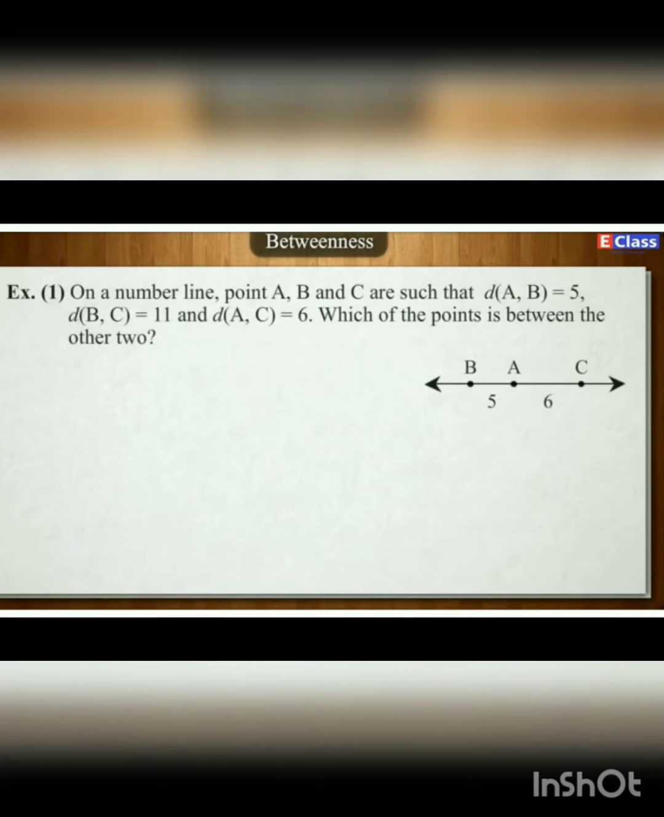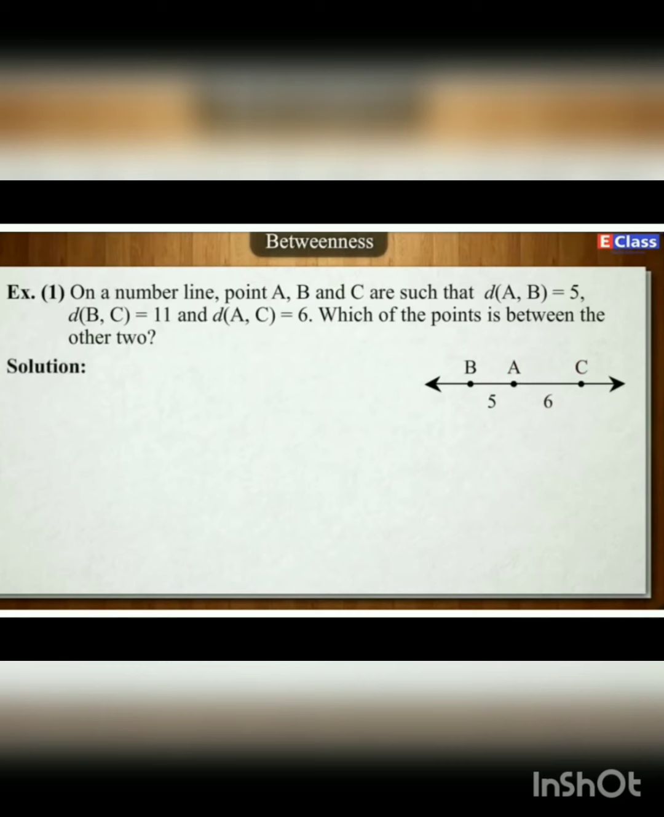Example 1. On a number line, points A, B and C are such that distance of AB is equal to 5, distance of BC is equal to 11, and distance of AC is equal to 6. Which of the points is between the other two?